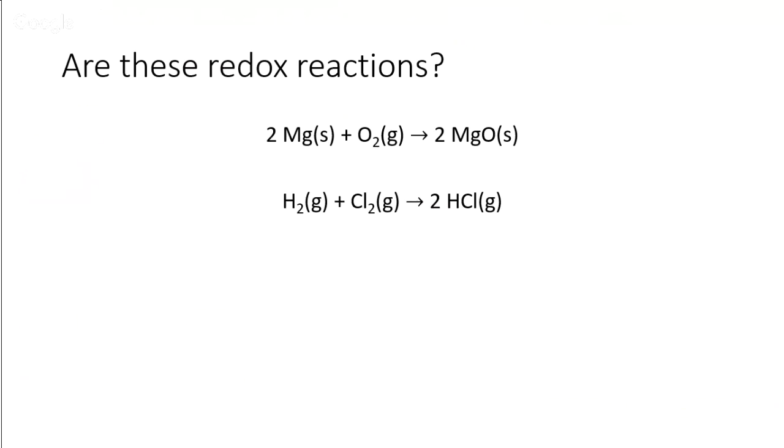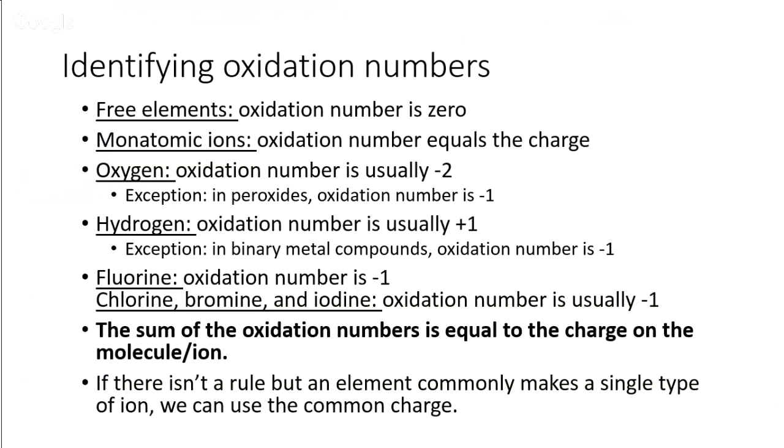So when we're considering redox chemistry, we need to look at the oxidation numbers. So one question we might ask is, are these two equations examples of redox reactions? In order to answer the question, we need to identify the oxidation number of each species. So let's go over the rules. So these are the rules for identifying oxidation numbers.